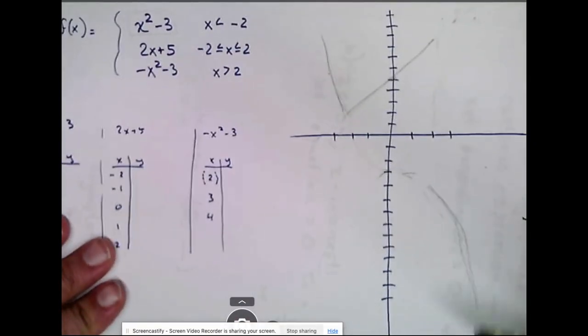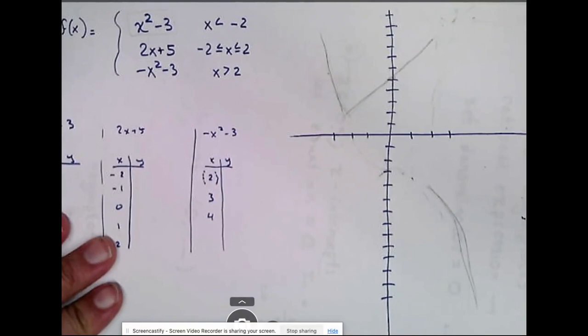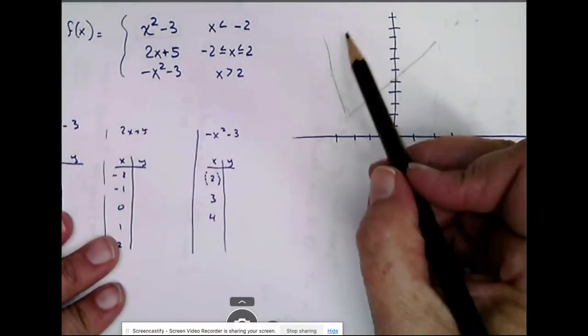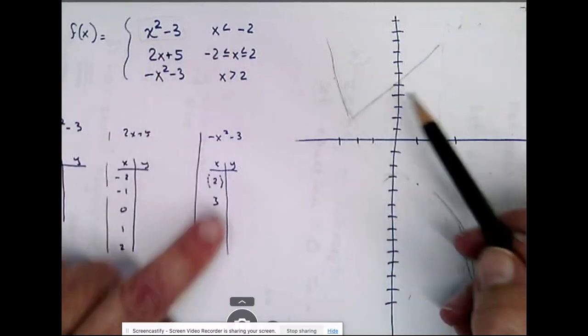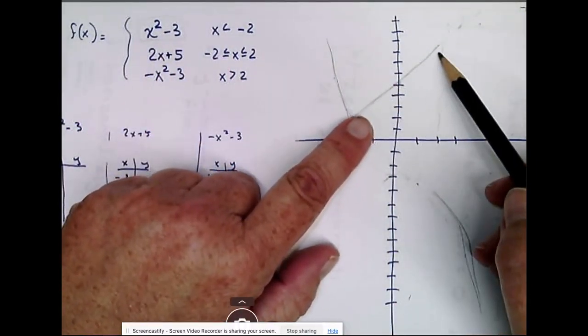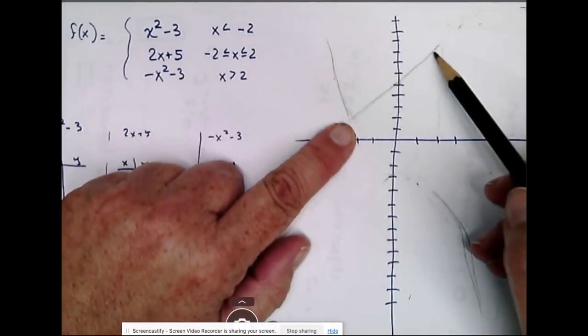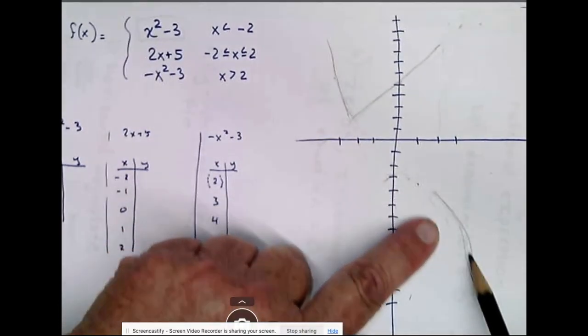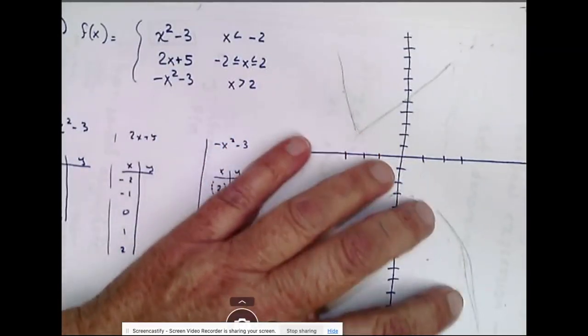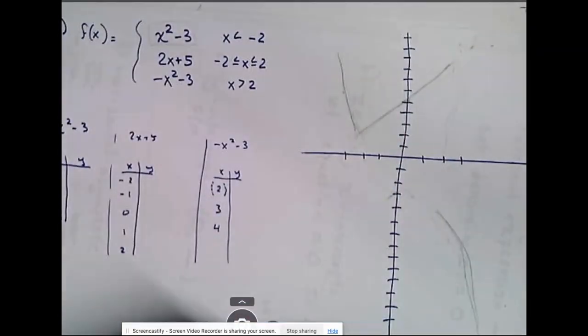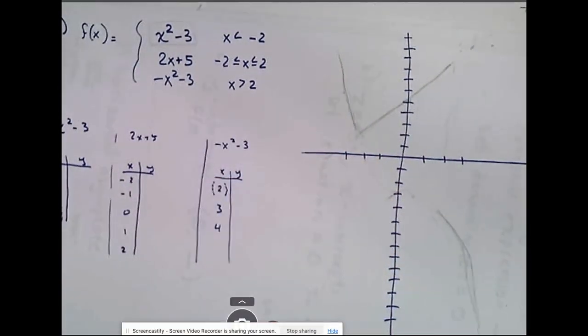So at a rough sketch, here's what my function is going to look like. Okay? Part of a parabola when x is less than negative 2. A linear between negative 2 and 2. And then part of a reflected parabola when x is greater than 2. Now, this sketch is not accurate enough to put on a real graph. So I have to get some real points on this.